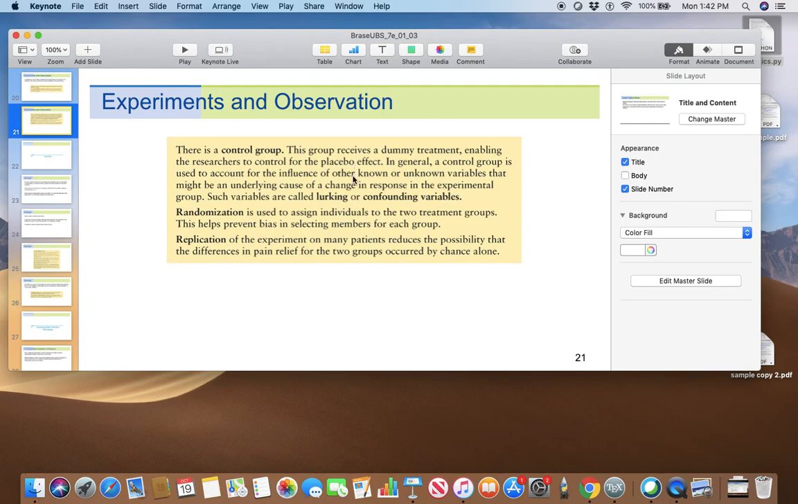Placebo effect is when a patient is not receiving any treatment yet feels better because they believe they are receiving a treatment. In general, a control group is used to account for the influence of other known or unknown variables that might be an underlying cause of a change in response in the experimental group. Such variables are called lurking or confounding variables. Lurking or confounding variables are variables which you do not think of when you start your experiment. You'll think of it typically later.